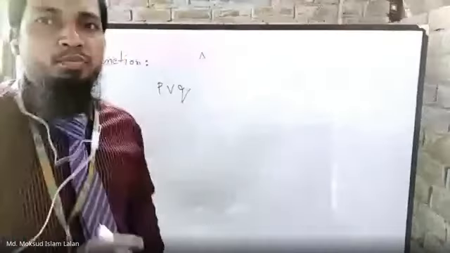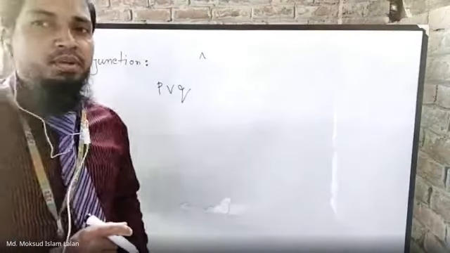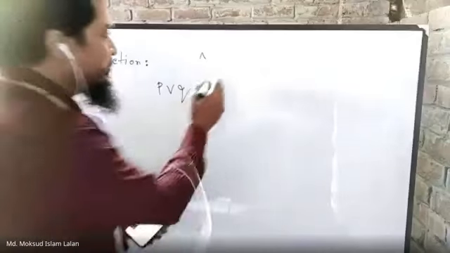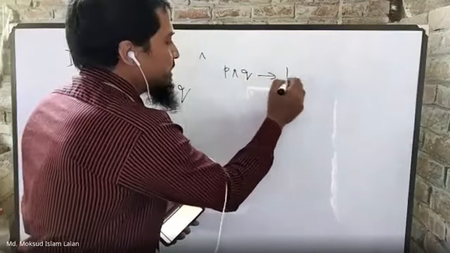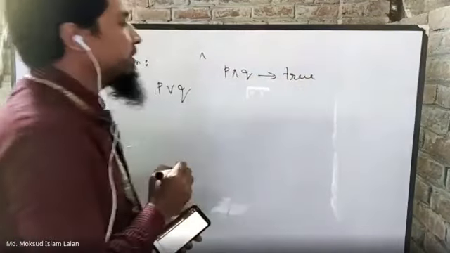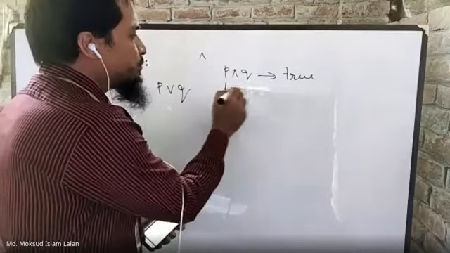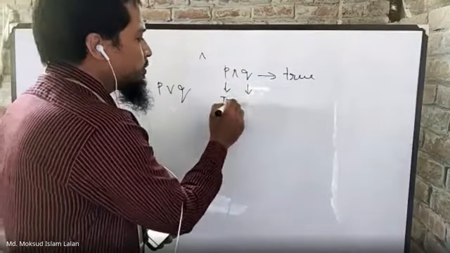Sir, it is like totally opposite. Yes, it's like "or", totally opposite. Okay, Habib. For conjunction, the result is true when P and Q are individually true, when P is true and Q is also true.